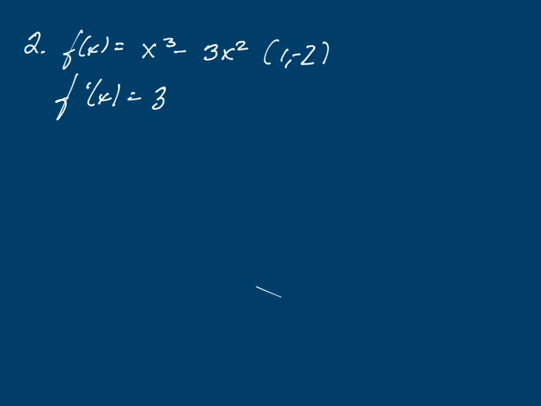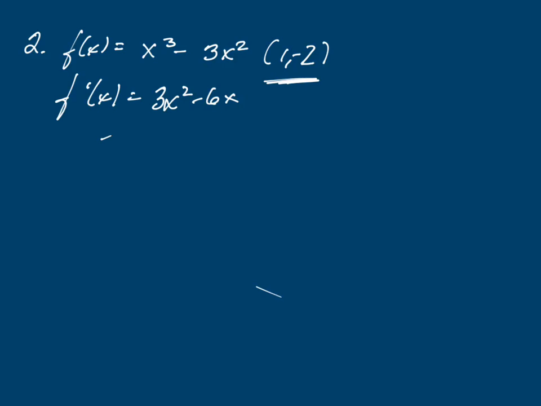Let's look at number 2. Find the equation of the tangent to the curve of f of x equals x cubed minus 3x squared at 1 comma negative 2. And so you just want f prime of x is 3x squared minus 6x, and then to find the slope, you just put in the 1.